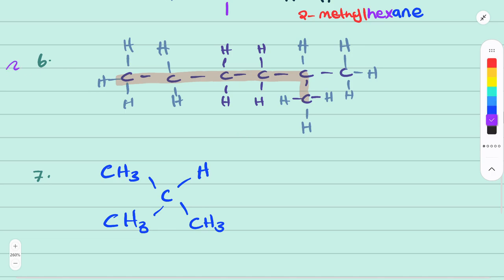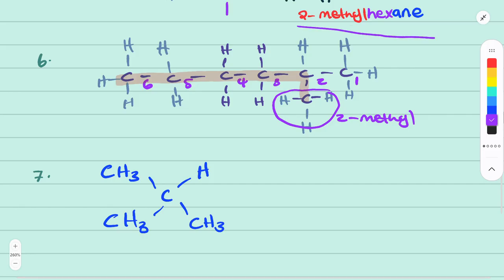So with all of those things, we can start numbering and say 1, 2, 3, 4, 5, and then 6. And then this guy again will still be what? 2-methyl, guys. It will be 2-methyl. Then the name is just like the one at the top, which is your 2-methylhexane. I hope you got that one.